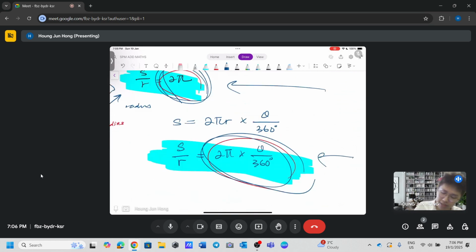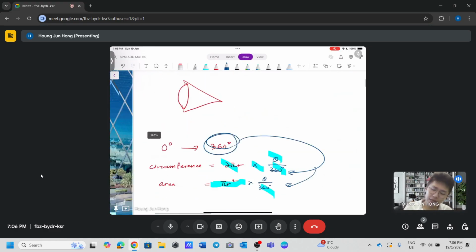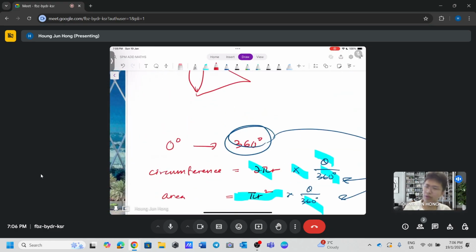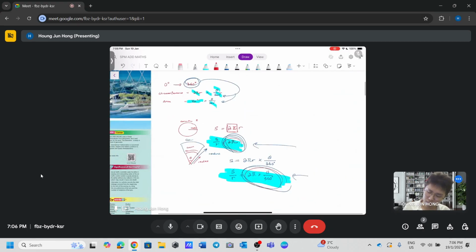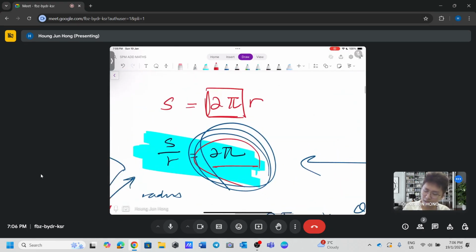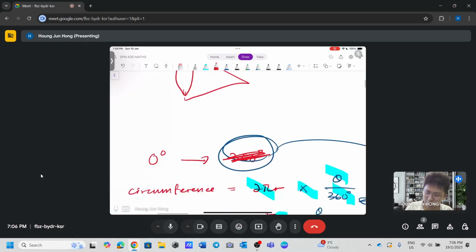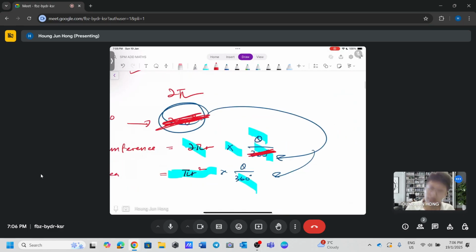So essentially, if you go back to here, instead of saying 0 to 360, we can see that 360 is basically a whole circle, which you can actually say as 2 pi. Instead of saying 360, let's just say 2 pi. And you see now, how can this benefit?